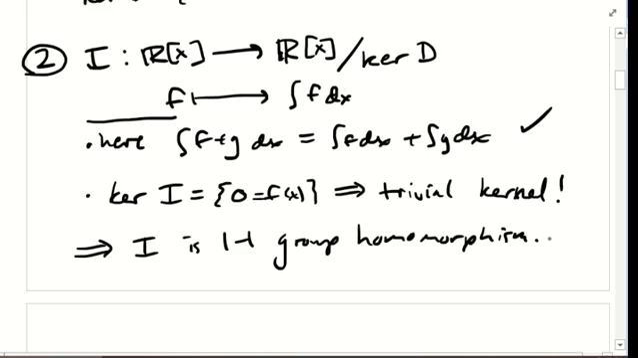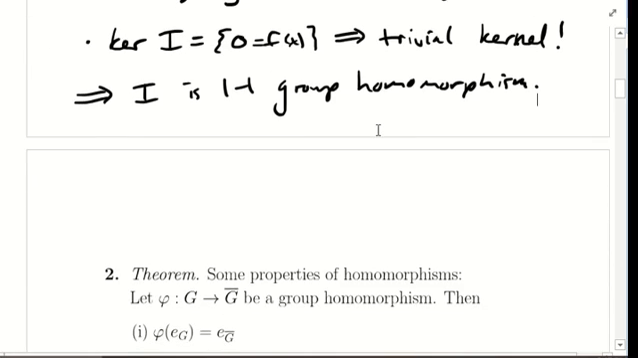Which seems a little strange, right? But maybe not, right? How many polynomials do you know that aren't the same, that have the same integral? Well, it might be up to addition by a constant, but we're modding out by that. So this factor group makes it one-to-one.